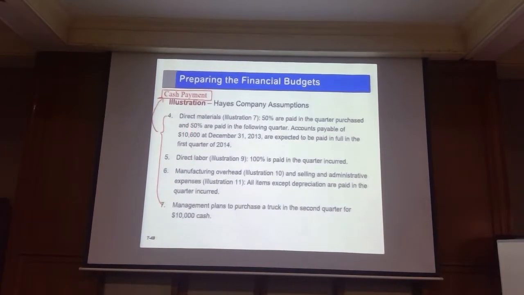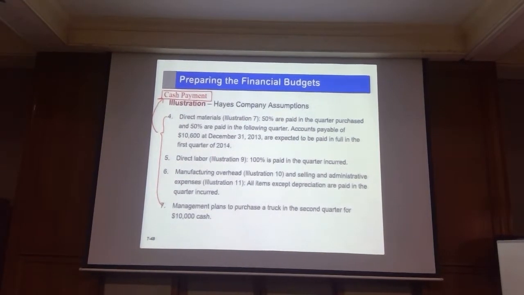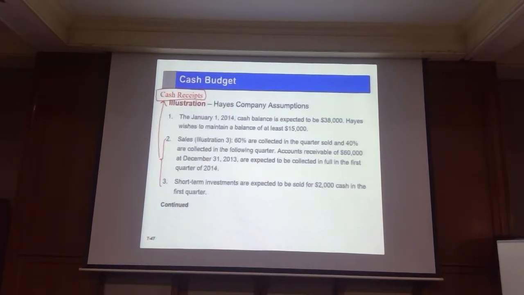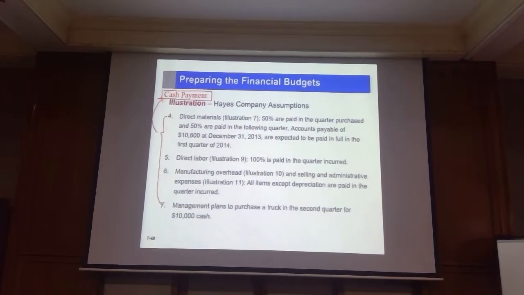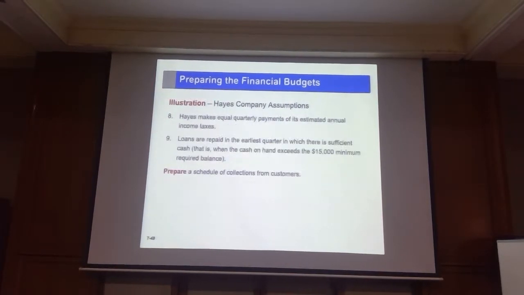So information 4, 5, 6, and 7 tell you about the cash payment, right? About the cash disbursement during next year, okay? See, 2 and 3 tell you about cash receipt, and 4, 5, 6, 7 tell you about the cash payment, okay? And we also have 2 more pieces of information.